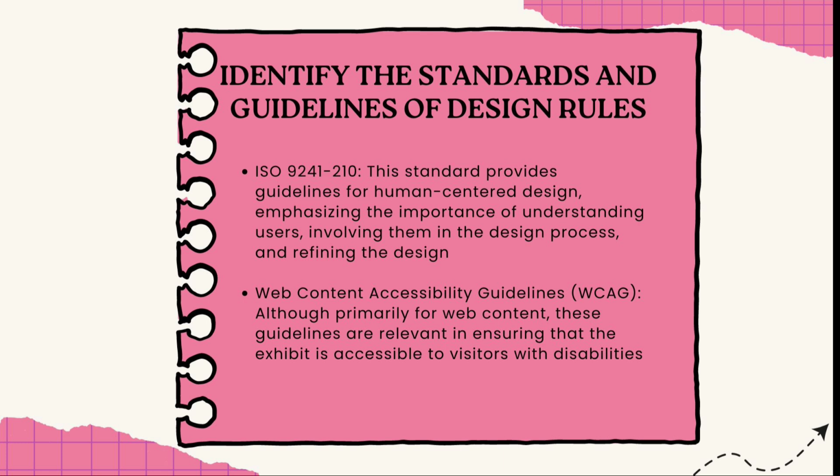The next slide is to identify the standards and guidelines of design rules. The first one is ISO 9241-210. These standards provide guidelines for human-centered design, emphasizing the importance of understanding users, involving them in the design process, and refining the design. The second one is the Web Content Accessibility Guidelines. Although primarily for web content, these guidelines are relevant in ensuring that the exhibit is accessible to visitors with disabilities. All these guidelines ensure the project follows the rules from the government.